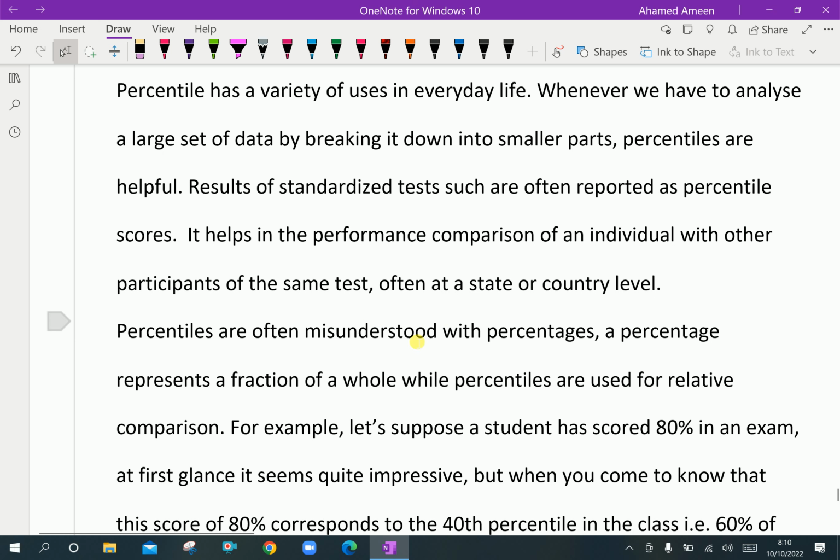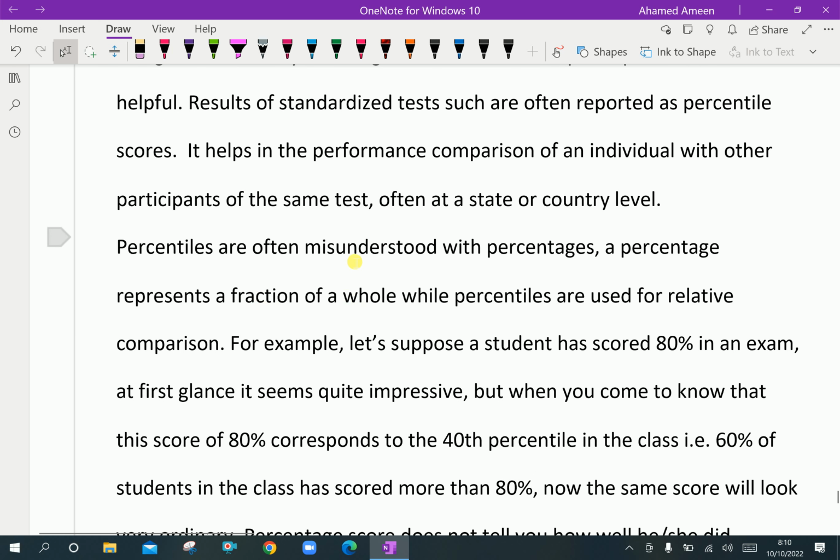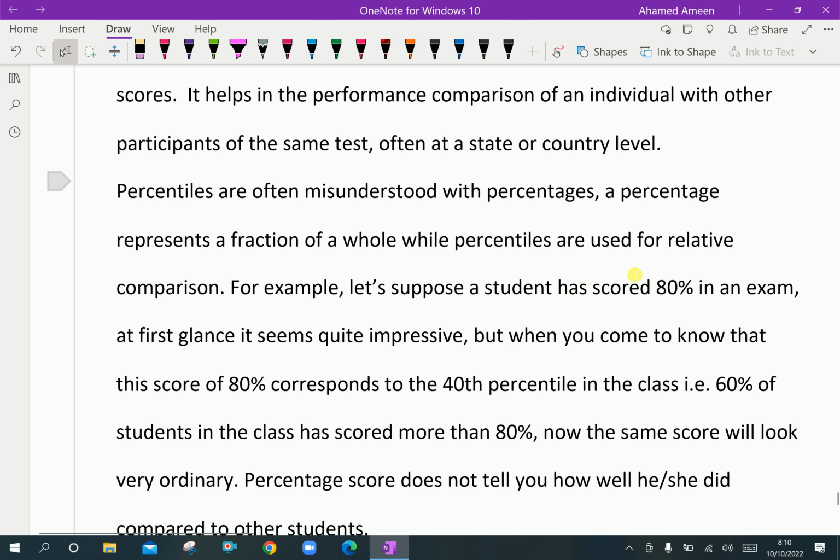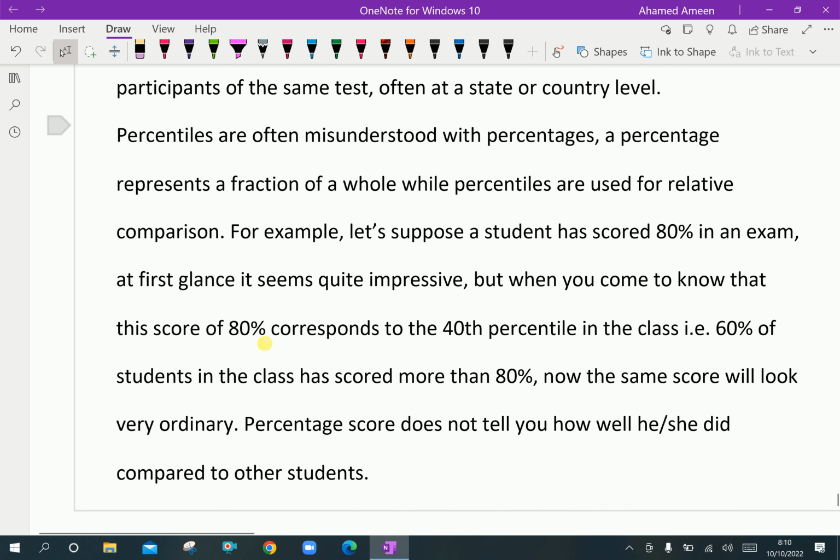Often at a state or country level, percentiles are misunderstood as percentages. Don't confuse percentage and percentile. A percentage represents a fraction of a whole, while percentiles are used for relative comparison. For example, suppose a student has scored 80% in an exam. At first glance, it seems quite impressive. But when you come to know that the score of 80% corresponds to the 40th percentile in the class, that is, 60% of the students in the class have scored more than 80%.